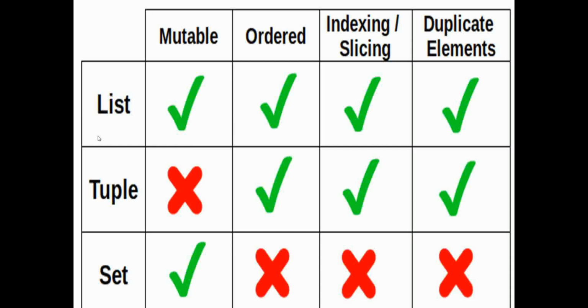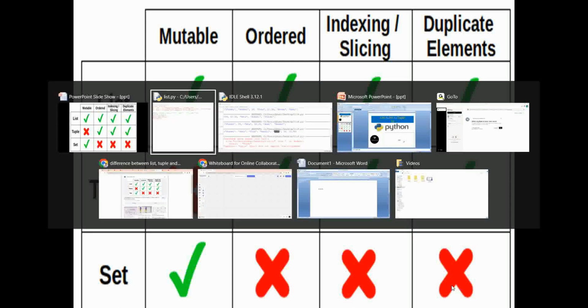The list we can access with an index. The tuple is also accessed with an index. Set we can't access with an index because the set is unordered. The set is not ordered, that's why we can't access with an index. And the list and tuple will allow duplicate elements, but the set won't allow duplicate elements. Okay, these are the differences between the list, tuple and set.